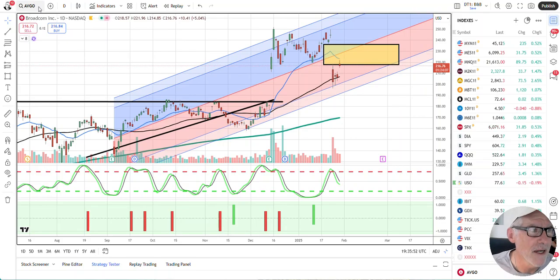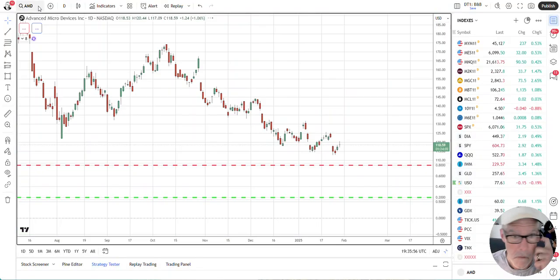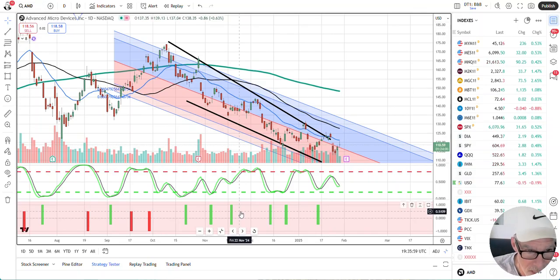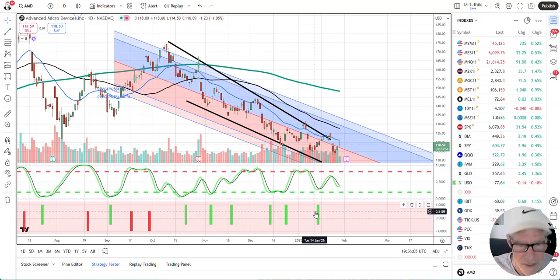If you get something in a downtrend here, let's see, AMD. Hard to see. I can see it more clearly on my side, but that's a red background. And you would ignore all the green buy signals and you would focus on the red signals. The red signals would be a sell short signal.